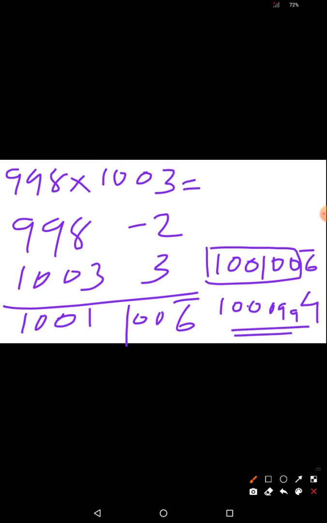Okay, so if you do 998 into 1003, you will get the answer as 1001994. That is the answer.